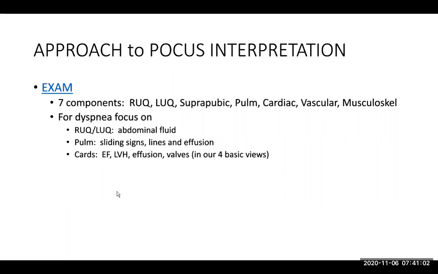Well, that's open to debate and discussion, and there are different ways you could make that happen. But generally speaking, looking for abdominal fluid. From a pulmonary side, looking for sliding signs or not of the pleura, looking for A or B lines, looking for pleural effusion, or from the cardiac side, looking for EF, LVH, pleural effusion, or valves in our 4 basic views. So that would be the POCUS approach.